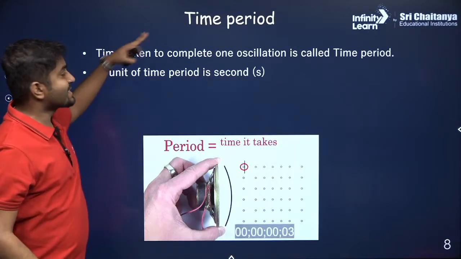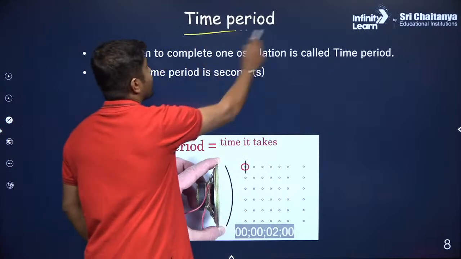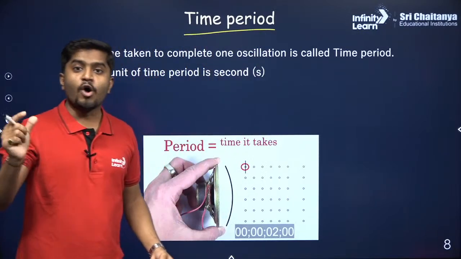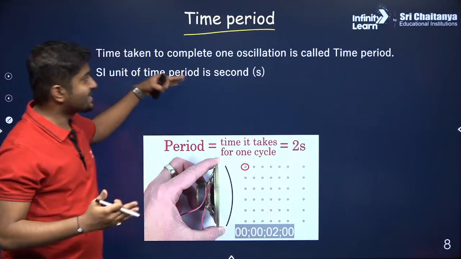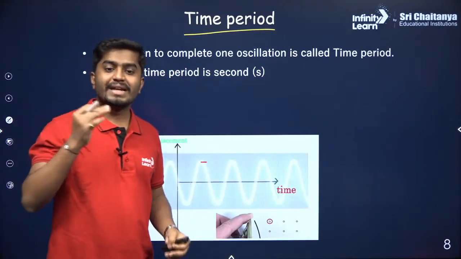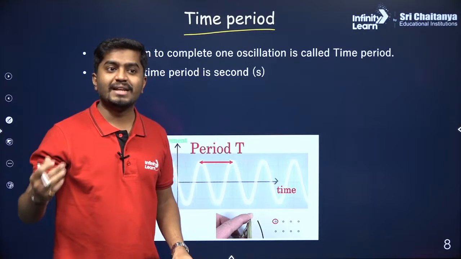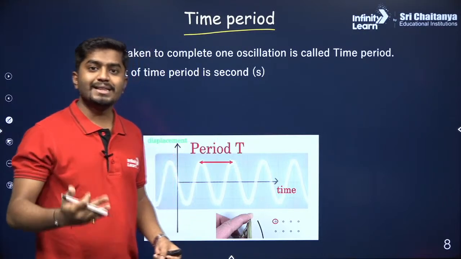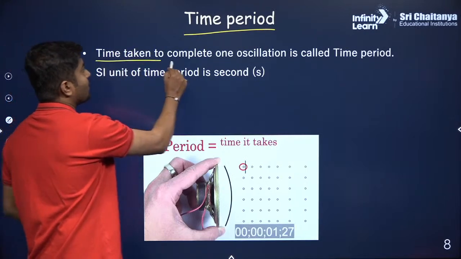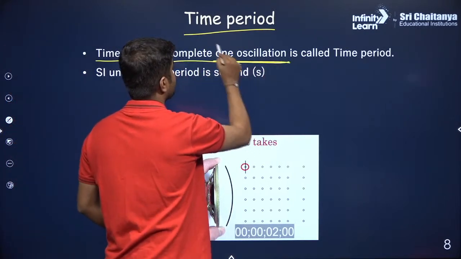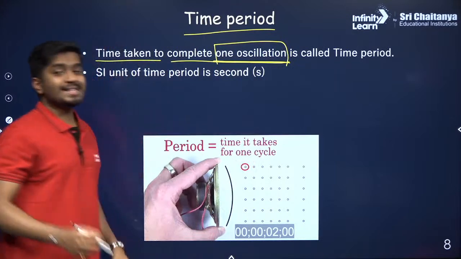So the next one is time period. What is the time period? Whenever an object is oscillating, for this case electromagnetic waves, it is the electric field or the magnetic field that are oscillating. So when they oscillate, what is the time period? It is the time taken to complete one oscillation. That is called the time period.